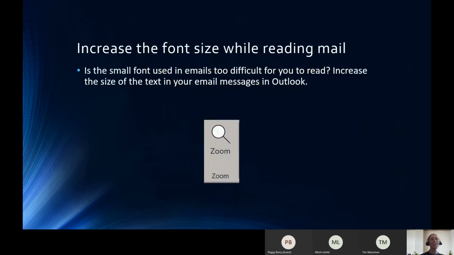Increase the font size while reading mail. So this is nice to have. And once you set it within one email, it's going to go across all of your different emails. So if you click on Zoom, you're able to customize the size. I think by default it's set at 100%. Once you set it to, let's say 200%, it's going to keep that until you change it back. So as you're going throughout your email during the day, if you want to change it back down, you can. But that makes it really nice and a lot easier to read sometimes, especially as these screens get smaller. It's nice to have the text a little bit bigger.